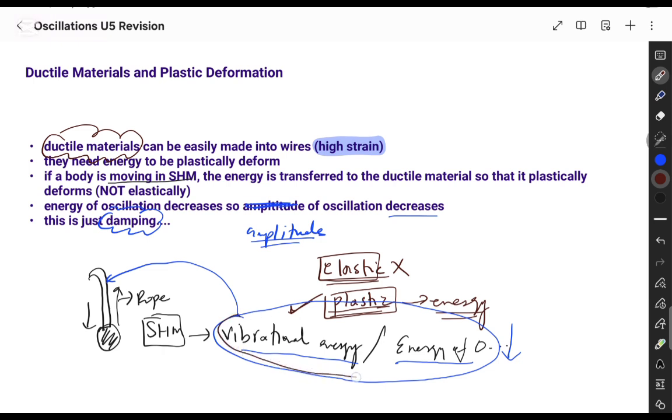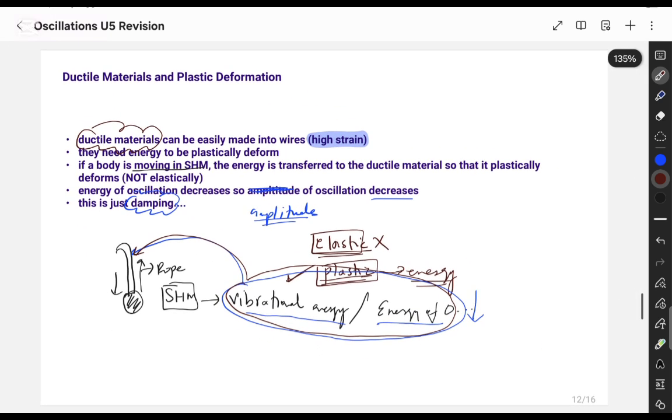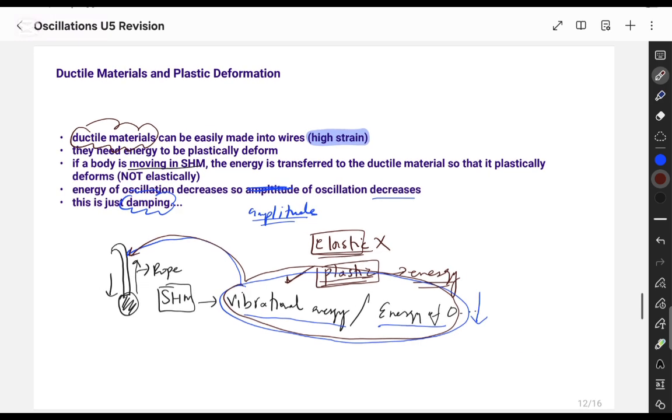Energy is lost from the system and it goes to the rope. Now in the previous examples I gave, I just used to say it goes to the surroundings. But here I'm specifically specifying where the energy is going to. It's going from our system to the rope, to plastically deform the rope, and the rope is made of ductile material, and so the energy doesn't come back, and that's the same as damping. So here this is an application of damping, you can say, and I think that's all.